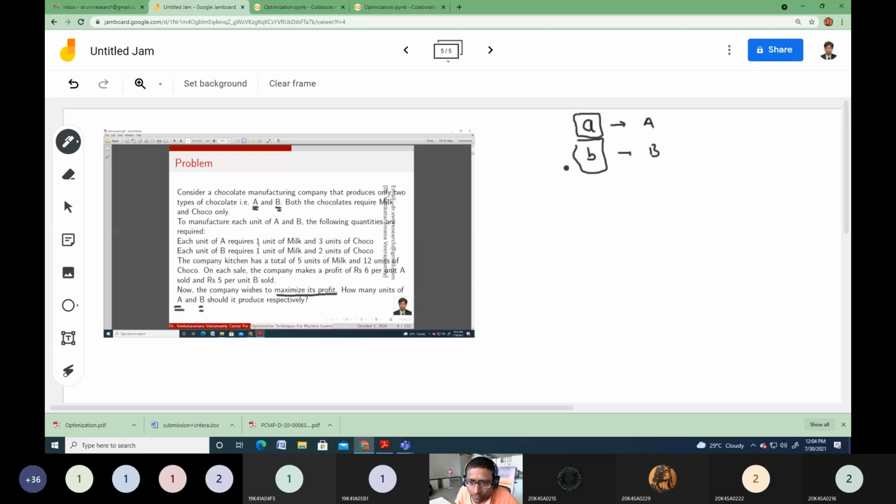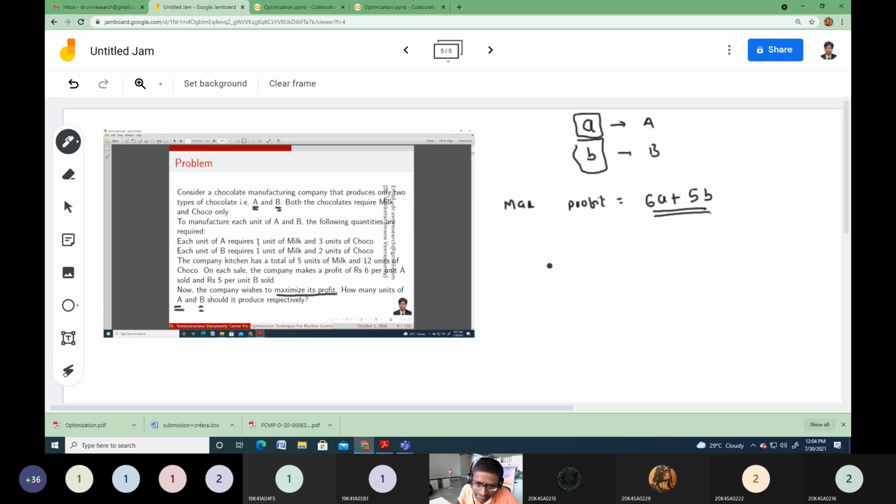Let's assume A chocolates are produced and B chocolates are produced, then what would be the profit? My profit equals 6A plus 5B, and you are going to maximize it.